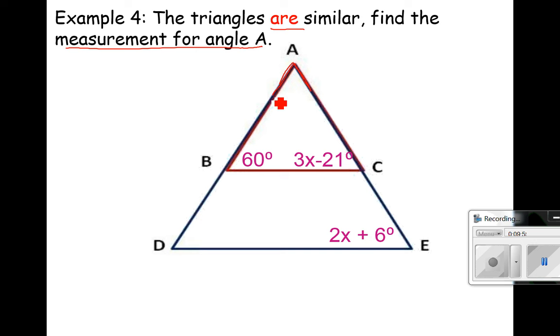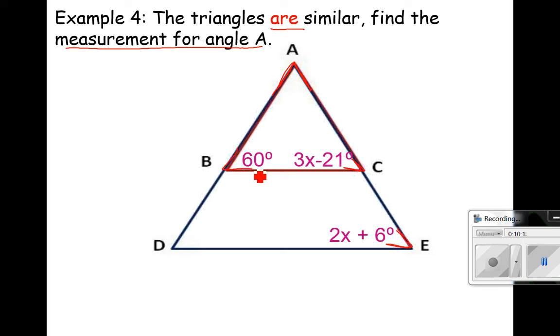Well, I know that angle A is the same for both triangles. I know that angle C right here is equivalent to angle E. Those equal each other.